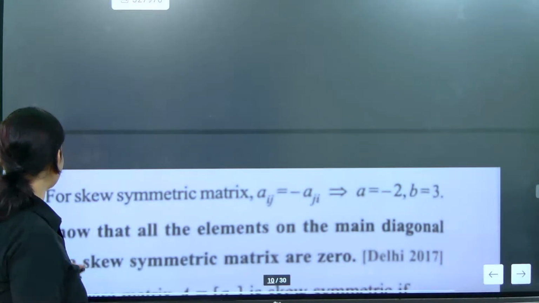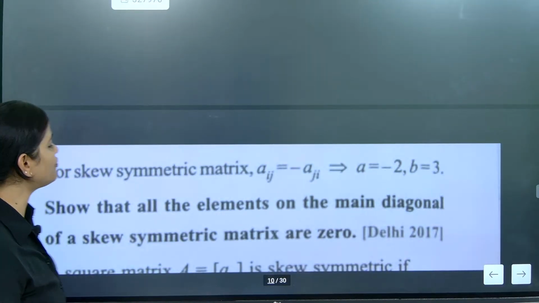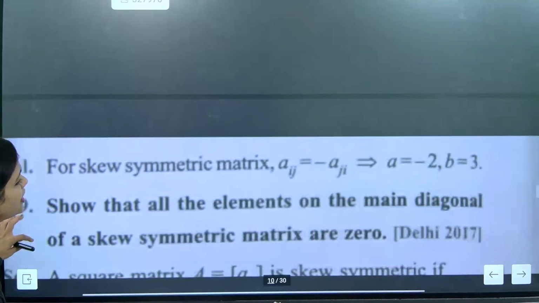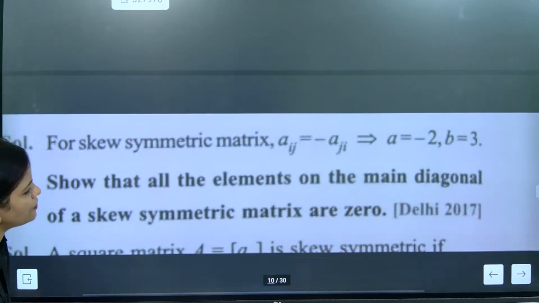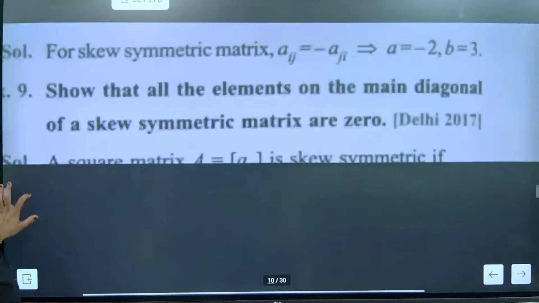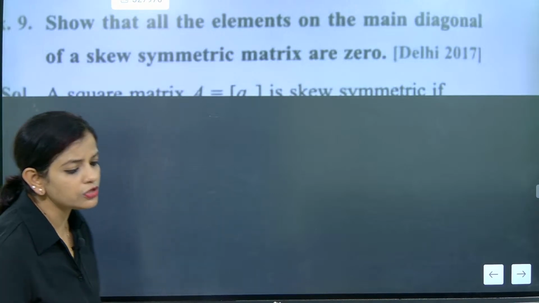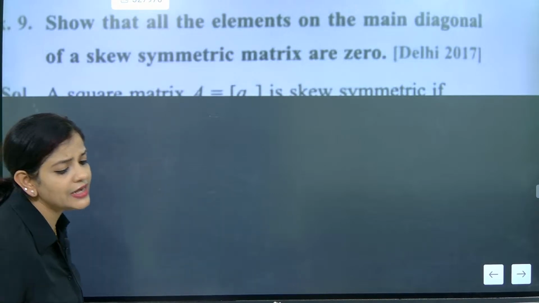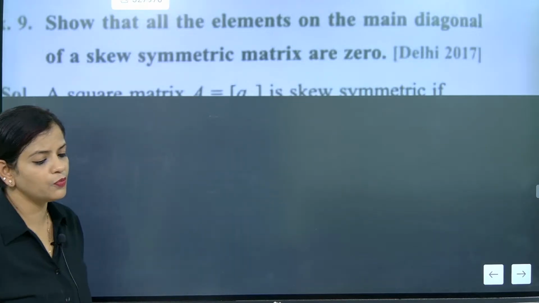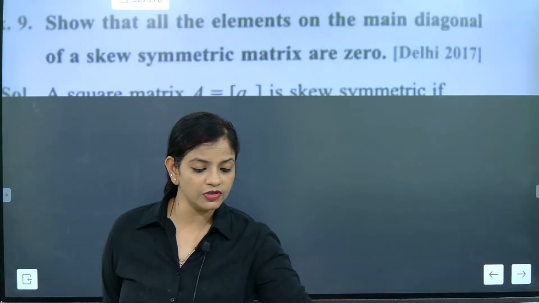Only some children are active; the rest are sleeping. This is one of the most important questions. Again and again I am telling you, this question must be done. The question is this one. Show that all the elements on the main diagonal of a skew symmetric matrix are 0. This is one of the most important questions you must not miss. Kindly go for this question, please.